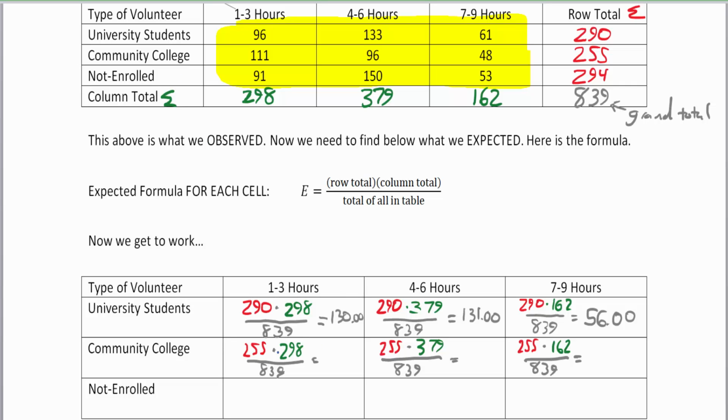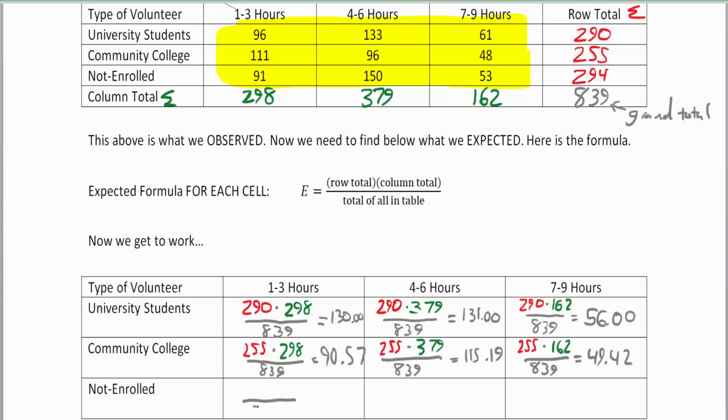And now I'm ready for the total after I've multiplied this out. This times this divided by this is 90.57. This times this divided by this is 115.19. This times this divided by this is 49.42. Now what you might want to do is pause the video right here and try filling in this last row yourself and check to see if you get the same values I do.